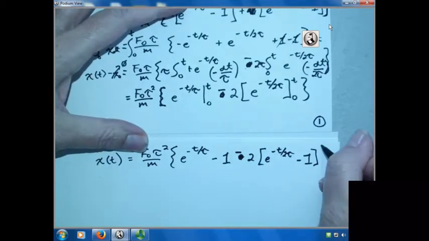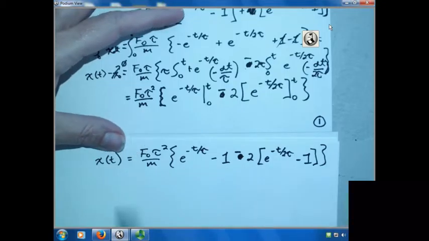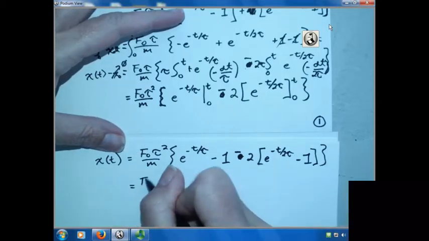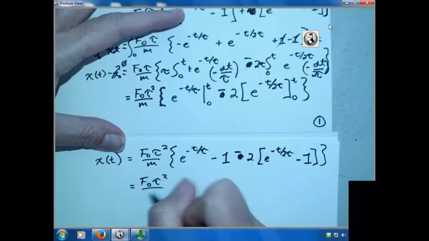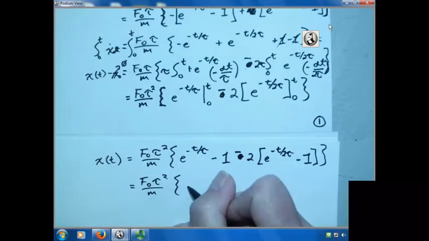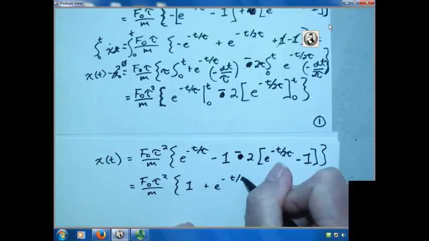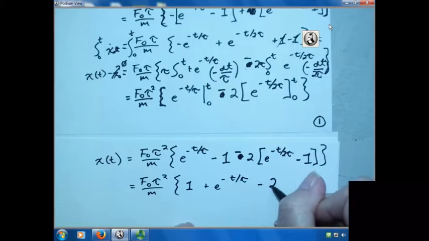Okay. So, what I have here is f naught tau squared over m. I've got a negative 1 plus 2, so that's 1, plus e to the minus t over tau, minus 2 e to the minus t over 2 tau.